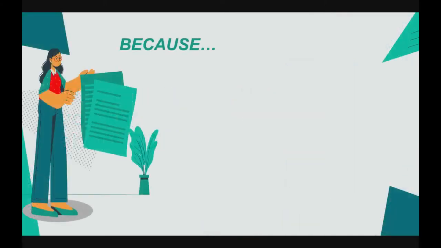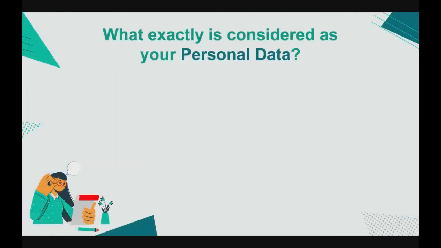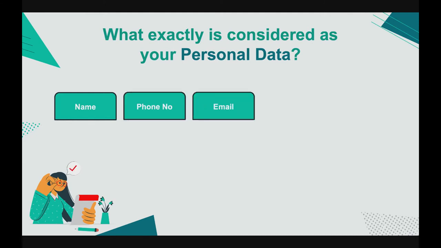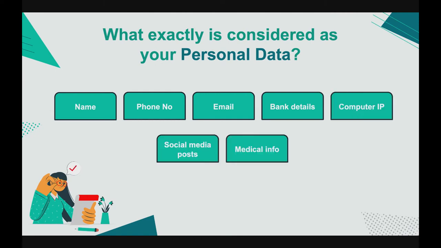Because it's your personal data and you are its master. So, you have the choice to share it or decide not to share it. And finally, you get to determine who gets to see your personal data. Let's talk about what exactly is considered as your personal data. So, your personal data includes name, phone number, email, bank details, computer IP, social media posts, and medical information.